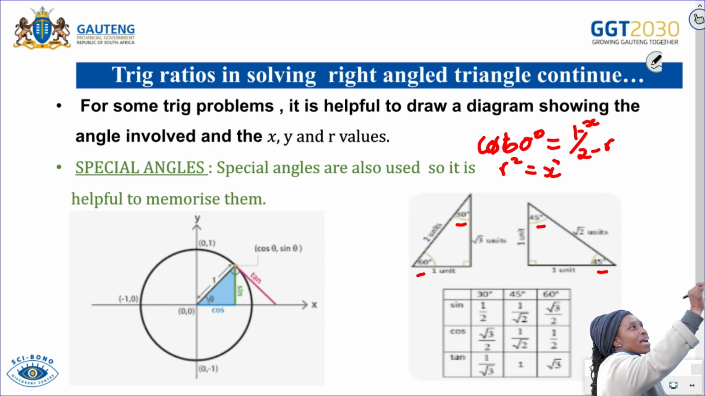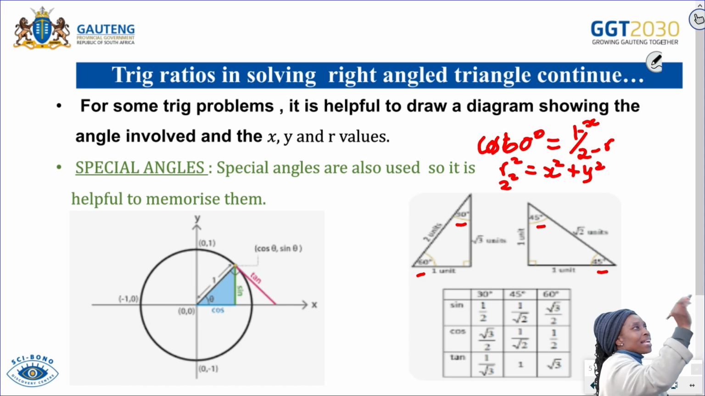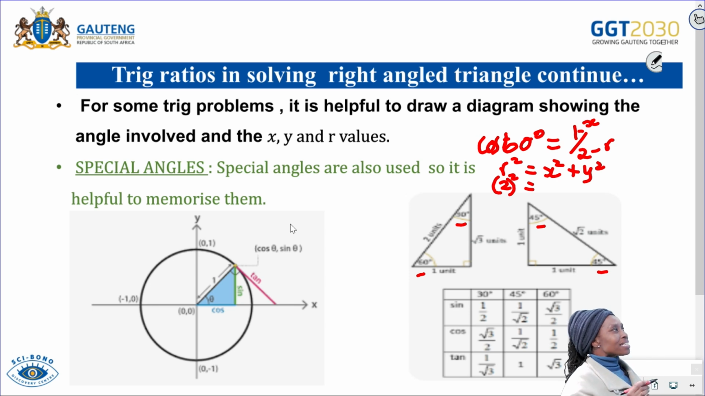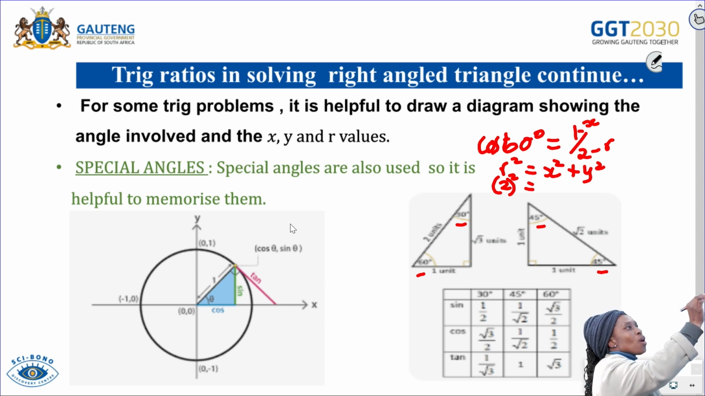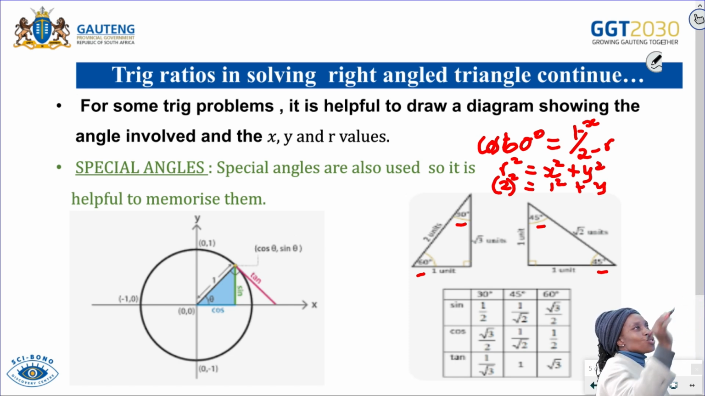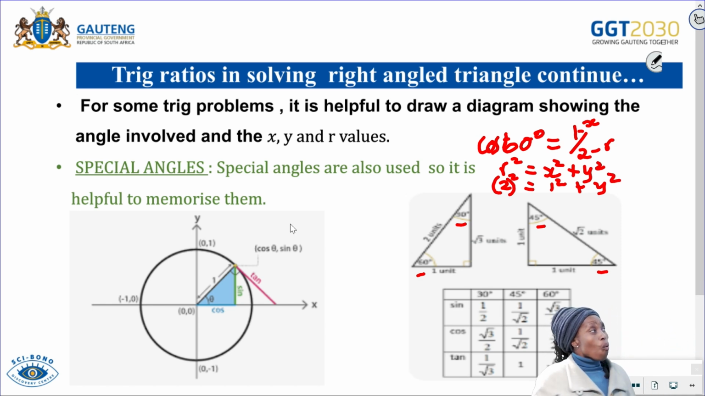equals x squared plus y squared, where r is given as 2 and you square it, equal to the x, which is given to you as 1 squared, plus the y that you don't know, y squared. And you know 1 squared is still 1. When you are squaring 1, you still get 1. And when you are squaring 2, you get 4.